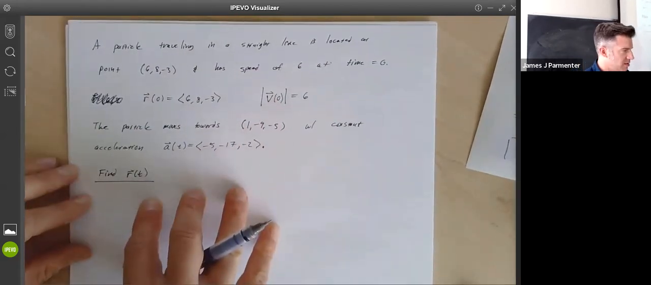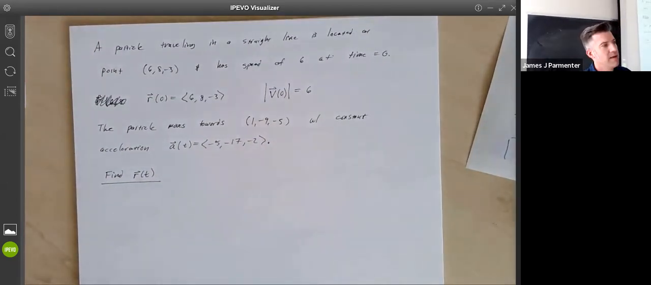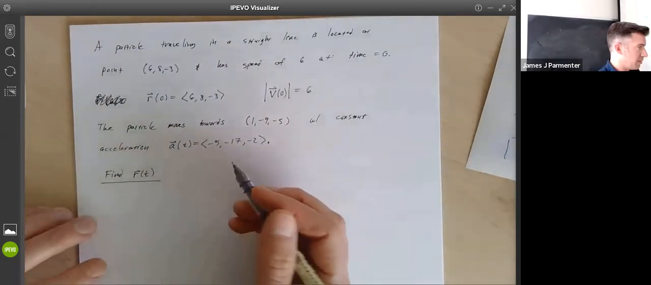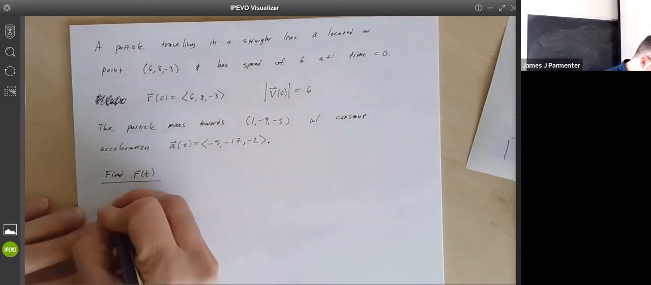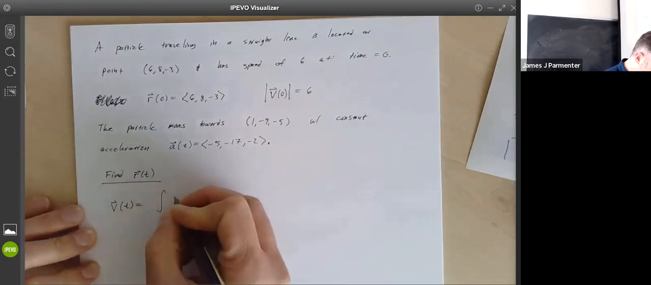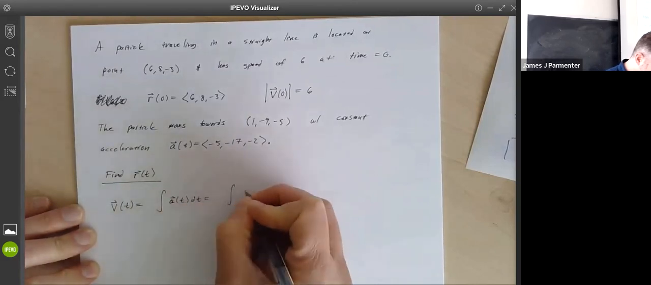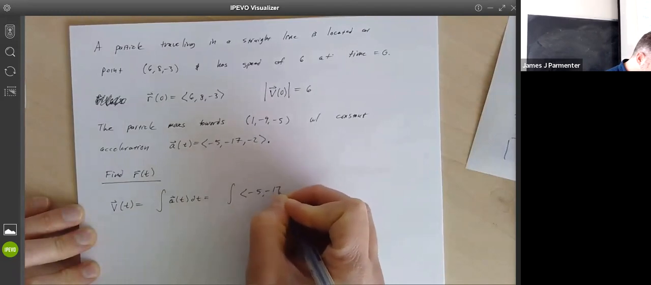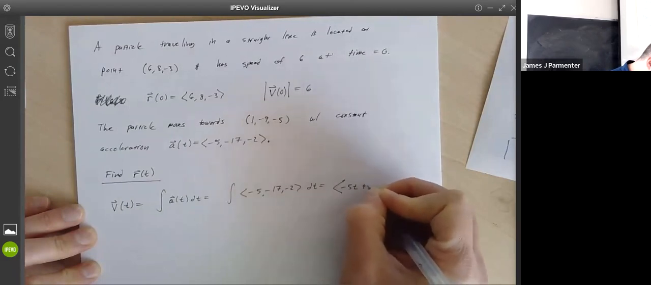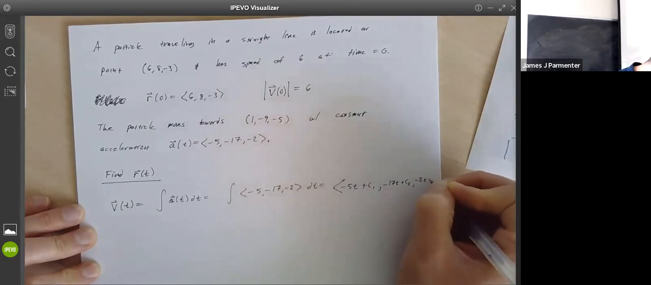Let's start working on this, and then we'll get to a point where we get stuck, and then we'll talk about this other important thing. I'm going to do the same thing I did before. I'm going to start with my acceleration and anti-differentiate it. The antiderivative of acceleration gives me the velocity vector, which is the antiderivative of this very unexciting constant vector, giving us the vector (-5t plus c1, -17t plus c2, and -2t plus c3).